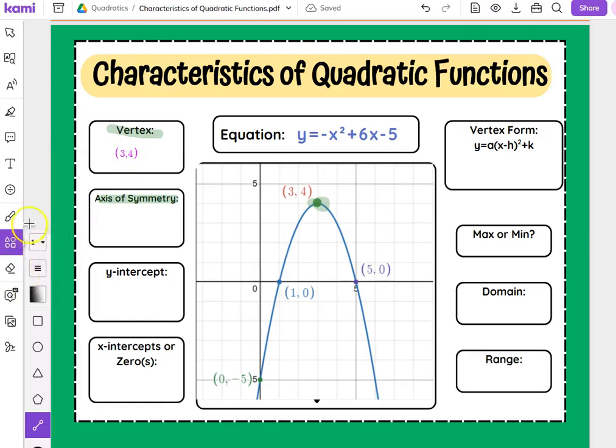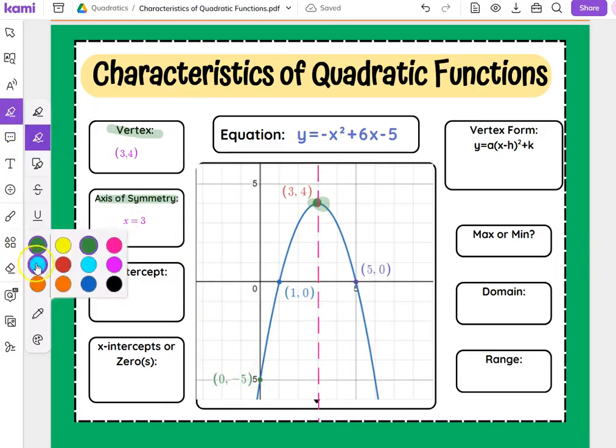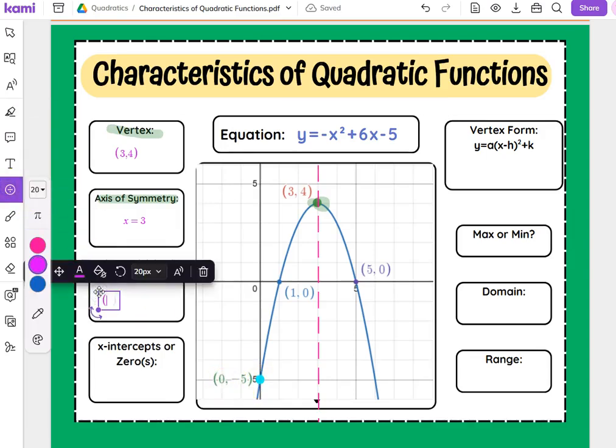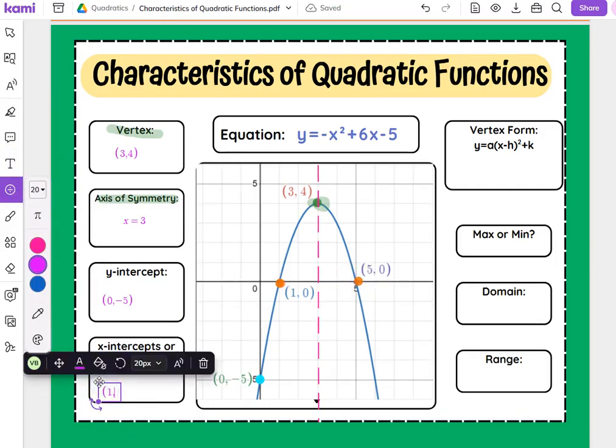The axis of symmetry is that vertical line that cuts our graph in half. It's going to come straight through that vertex. So our axis of symmetry is always going to be x equals whatever my x coordinate was. So in this case, x is 3. Our y-intercept is going to be the place where the graph crosses the y-axis, so at 0, -5. And then our x-intercepts, or our zeros, are here at 1, 0 and at 5, 0. So at those 2 points, 1, 0 and 5, 0.